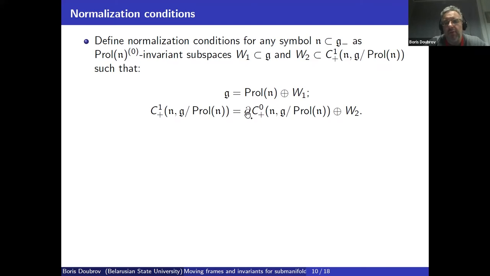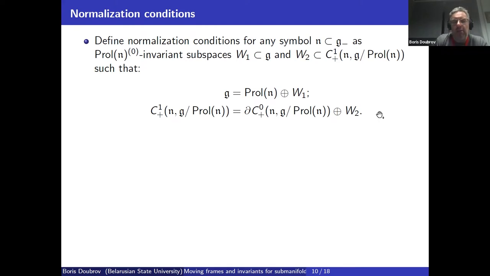And of course, you have a cochain operator that maps C0. C0 in this case is just G by prolongation of N itself. This operator is quite easy to write down very explicitly. So what we want is to have C1 in positive degree split into the image of D, like D C0, plus something complementary, which should again be invariant. These two subspaces, W1 and W2, will guide us through the construction of the canonical moving frame.